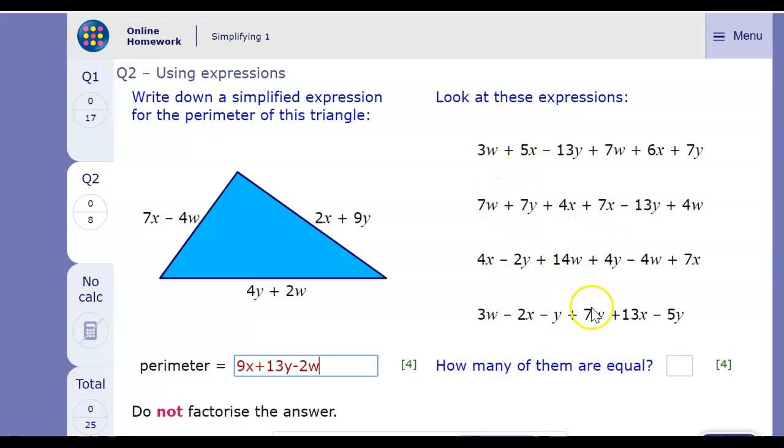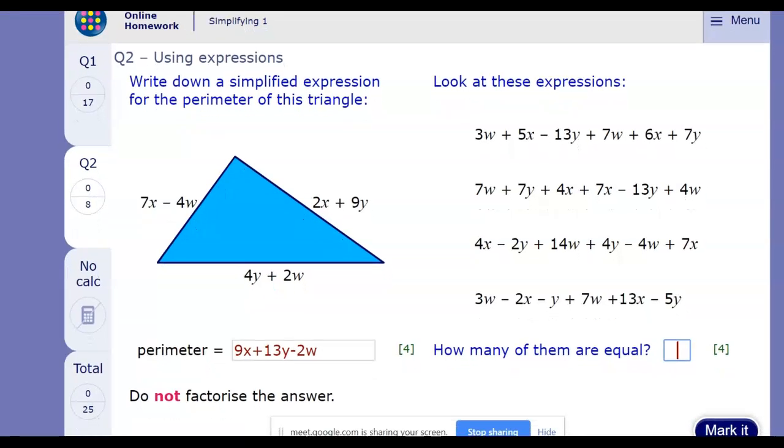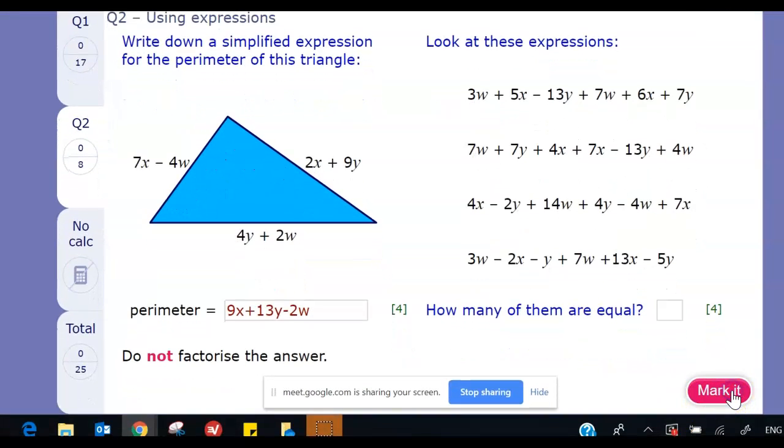You do it for all 4, and when you've got your answer, you look over your answers and you see how many of them are equal. So if none of them are equal, you put 0. If 2 of them were equal, you'd put 2 in there, or if all of them were the same, you'd put 4 in there. Okay, so I'm just going to mark the one answer that we did. We got that one right, and obviously we didn't do the other one.